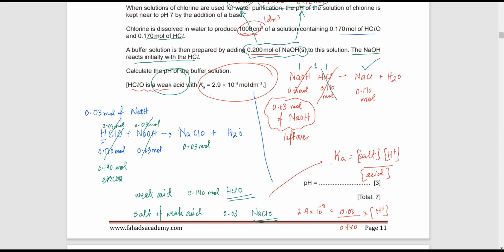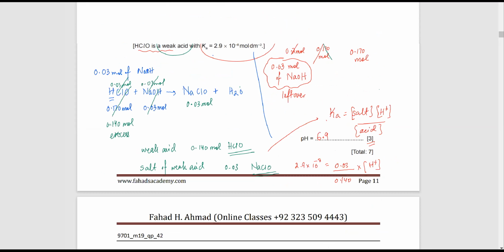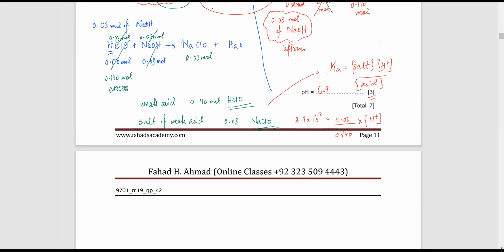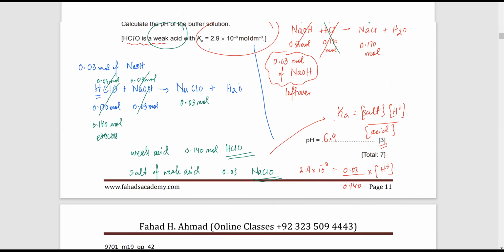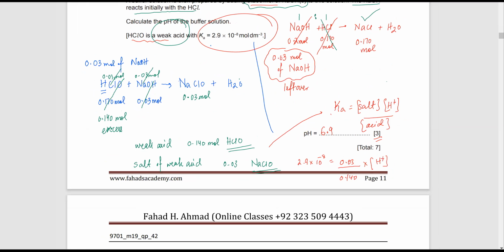So, did anyone try and solve this? 6.9. Yes. Sarah, did you get this question? I mean, this is kind of a very confusing question, and it has very few marks. Yes, 6.95. Okay. I'm actually going to check. It's 9701 M19 QP. I mean, why did they give so few marks for this?